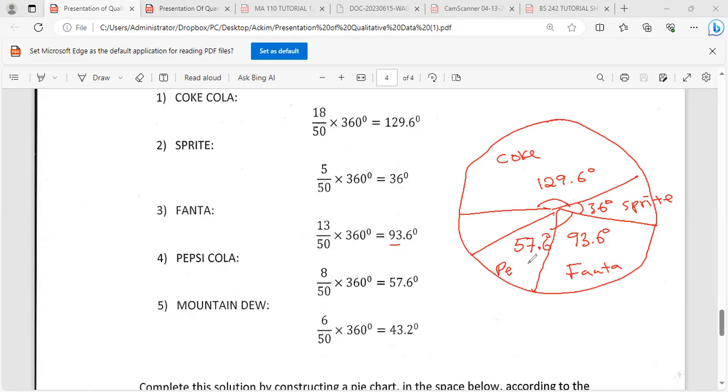So the size for Pepsi is not accurate. What's important is to indicate the angle. Then we have 43.2 degrees, and you can say this is my Mountain Dew. Then you're done. That's how your pie chart will be drawn, and this is what is known as the pie chart.